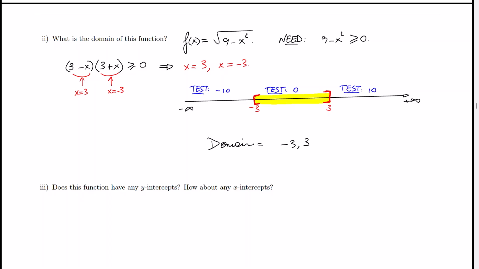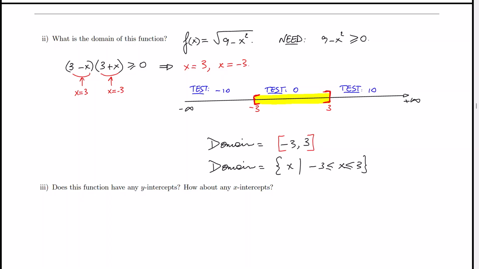So really think about it. If you put 3 into this function, you're going to have square root of 9 minus 9, which is 0. And so it's okay. It's a real answer. And the same thing happens with -3. So this is the domain written in interval notation. But if I want to write it in set builder notation, then it would look like something like this. Take any x as long as that x is between -3 and +3.